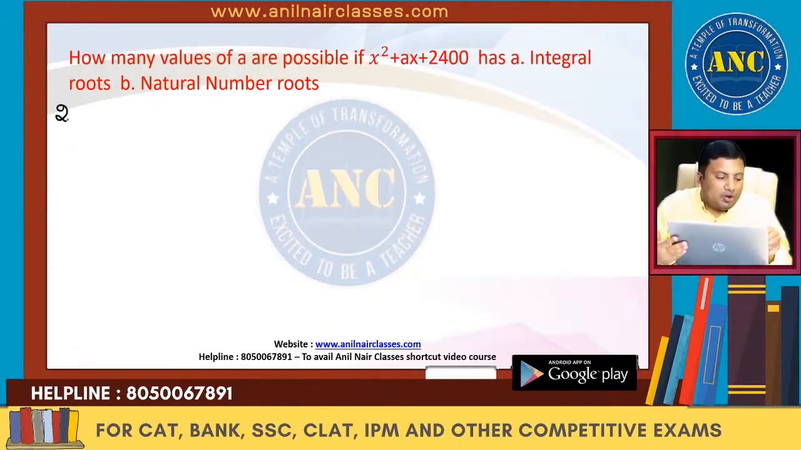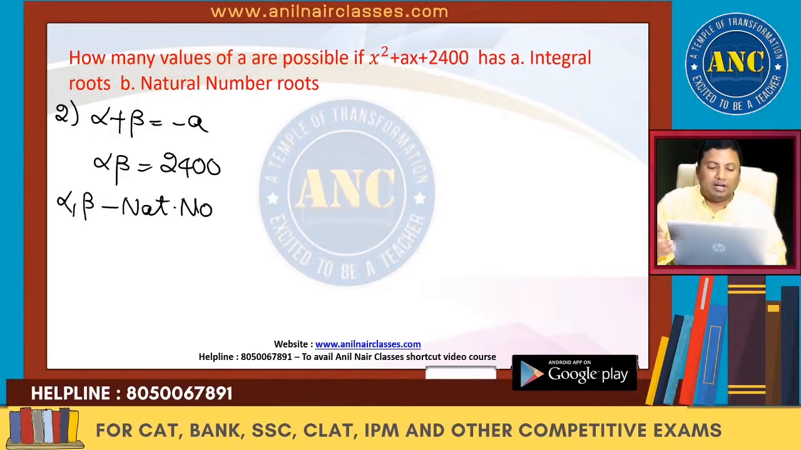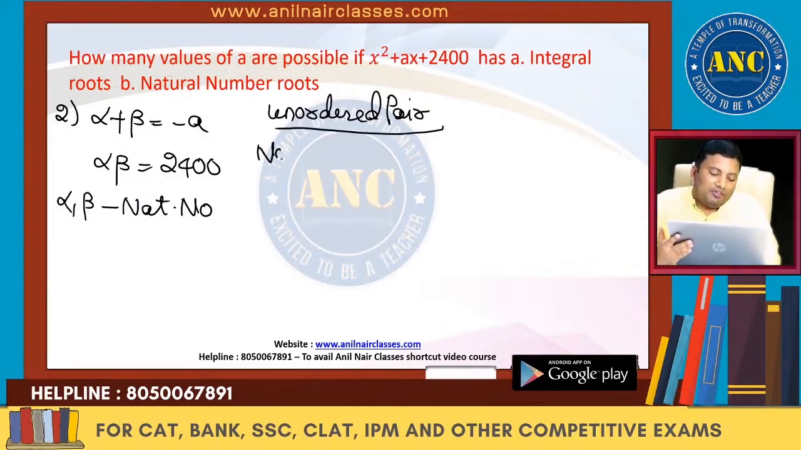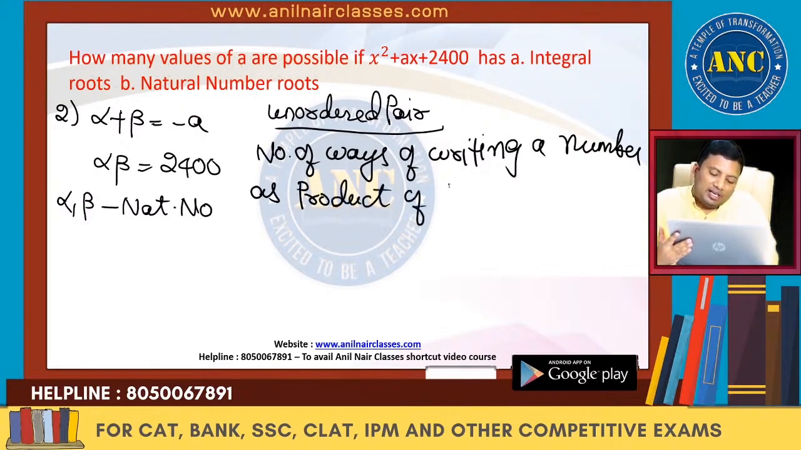Second question. What is the second question? Alpha plus beta is equivalent to minus a. Alpha beta is equivalent to 2400. Second case is alpha and beta are taking natural number values. Now write down, because we are doing an unordered pair. Next case. What is the next case? In an unordered pair, number of ways of writing a number, very, very good problem, sir, as a product of two natural numbers only. Previous case it is two integers. Now it is two natural numbers.